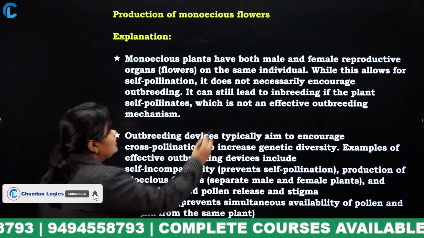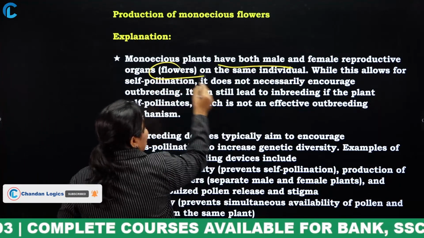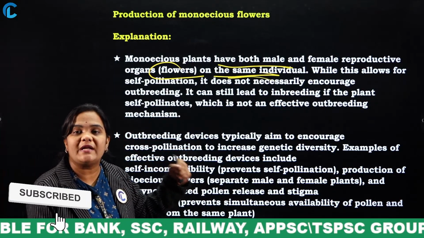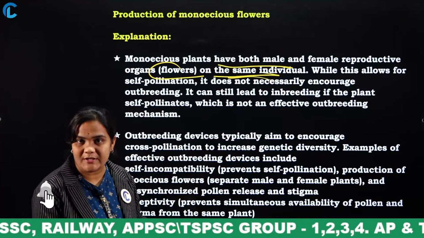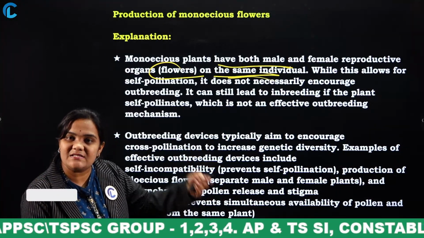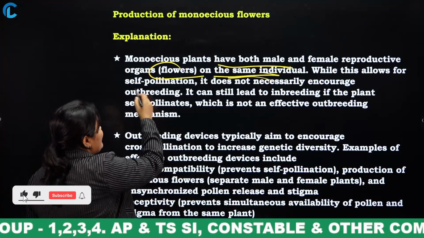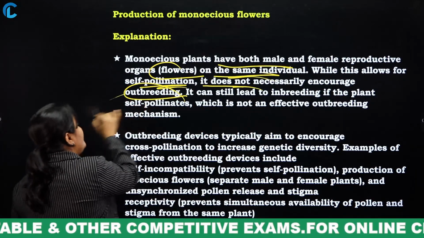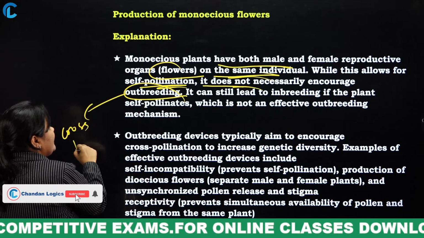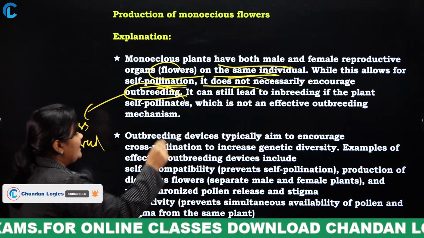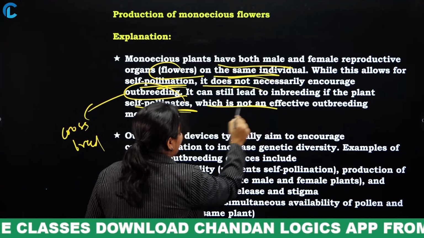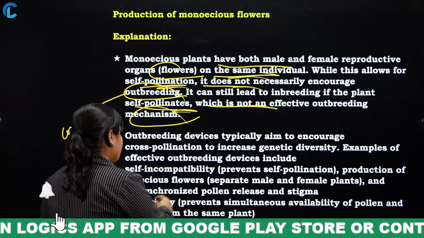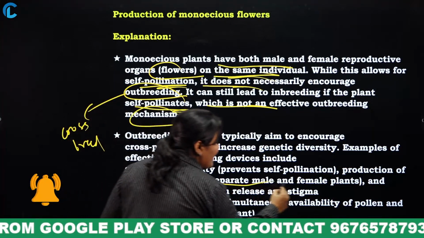Monoecious plants have both male and female reproductive organs on the same individual. For this reason, they do not require any other plant for reproduction because the male and female organs are in itself only. While this allows for self-pollination, it does not necessarily encourage outbreeding. Outbreeding is nothing but crossbreeding. It can still lead to inbreeding if the plant self-pollinates, which is not an effective outbreeding mechanism. When it comes to dioecious flowers, they have separate male and female plants.